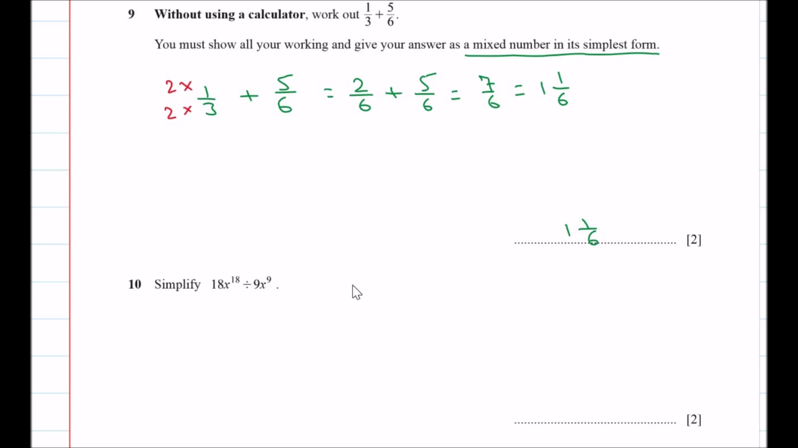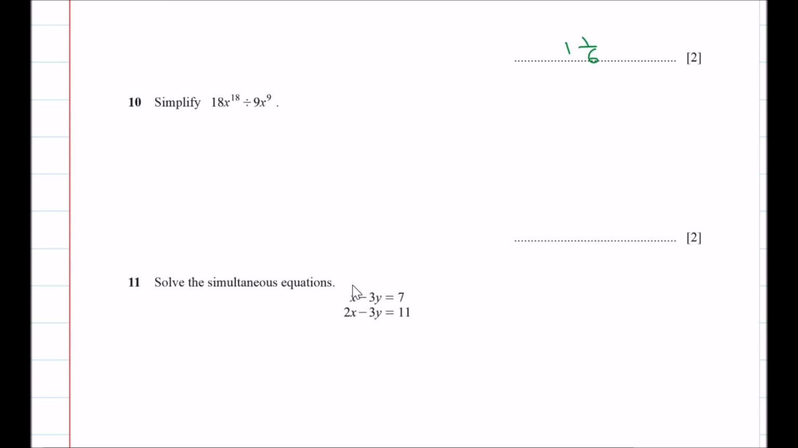Now question number 10. Simplify. So let us simplify then. 18 x to the power 18 divided by 9 x to the power 9. Now 9 and 18 can be simplified. So 9 to 18, so 2. So we got 2. We have simplified the numerical part.